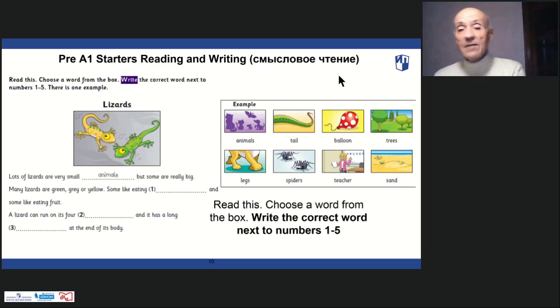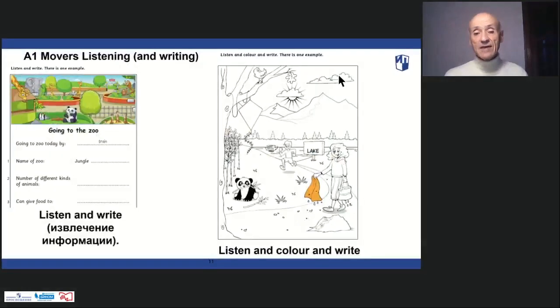Well, this is quite a stimulating activity, and it helps us to check whether students master at the achieved level some skills of meaningful reading, which is essential. At A1 movers, which is the next stage, listening and writing is different. Listen and write, already extracting some information from the picture and from the text for listening.